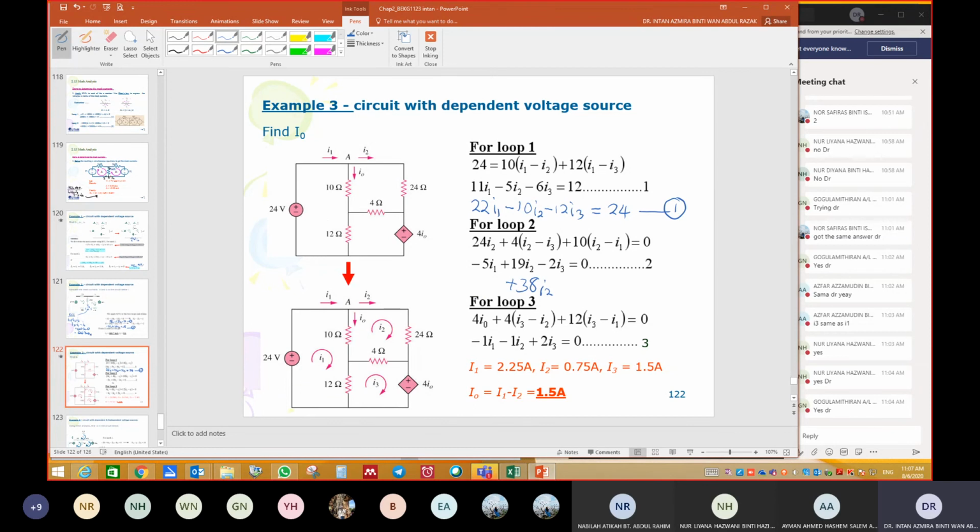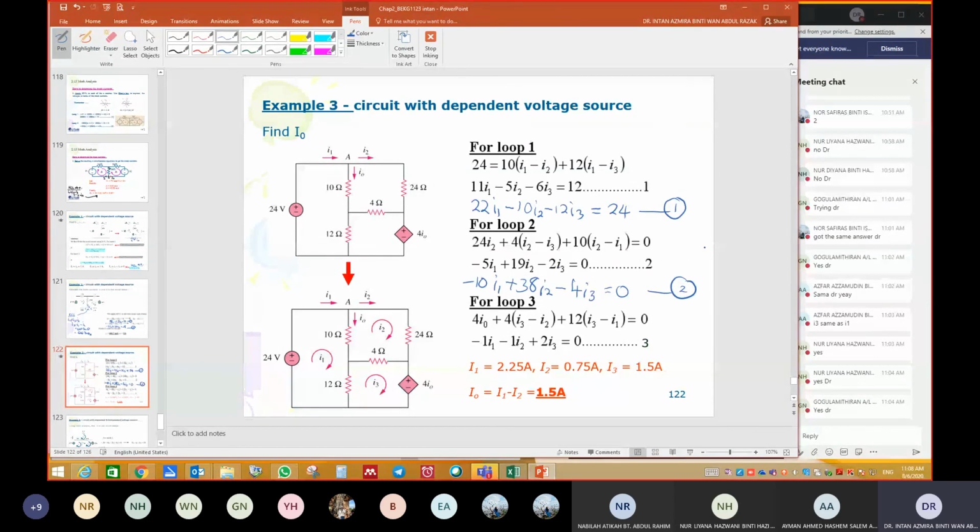And then how many resistance share with other loop? We have this 10. Okay, so 10 must be negative 10 I1. Okay, and then I3 also must be negative. Okay, so we have 4, right? Share with loop 3. So minus 4 I3. And then is it a voltage source here? No. So equal to 0. This is your second equation. Okay, no need to simplify like this.